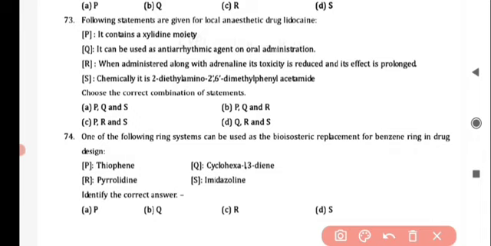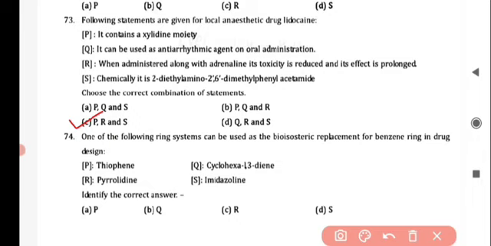Next question is, following statements are given for local anesthetic drug lidocaine. P is it contains a xylidine moiety. Q is it can be used as antiarrhythmic agent on oral administration. R is when administered along with adrenaline, its toxicity is reduced and its effect is prolonged. And S is chemically it is 2-diethylamino-2,6-dimethylphenyl acetamide. Now choose the correct combination of statements. And the correct answer is option C, that is P, R and S.